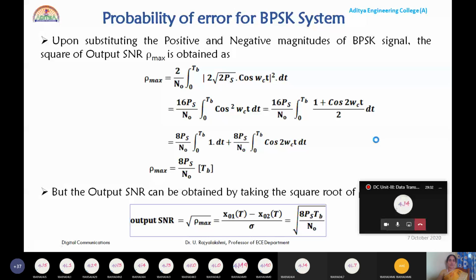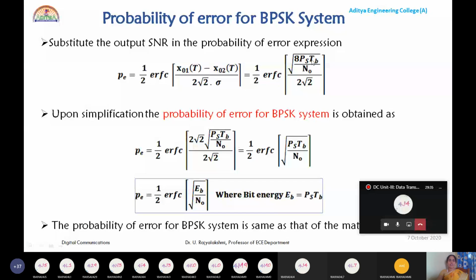Next, let us go through the calculation of probability of error for the BPSK system. What we did here, we calculated the output SNR. What is output SNR? X01 of t minus X02 of t divided by sigma. Because in the numerator you will have the change in the output signal, and the denominator is the deviation in the output noise, that is the standard deviation. How much did you get for BPSK?